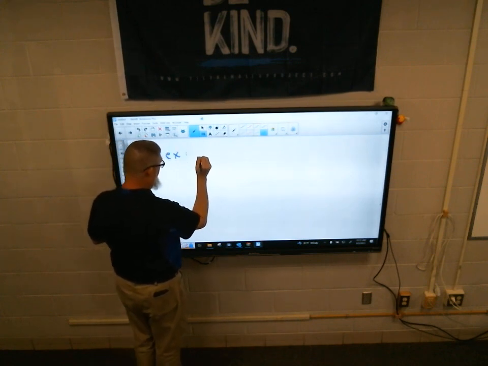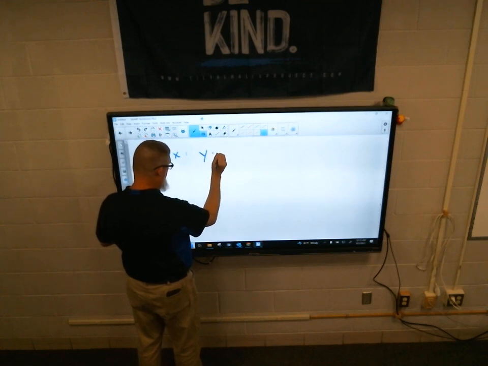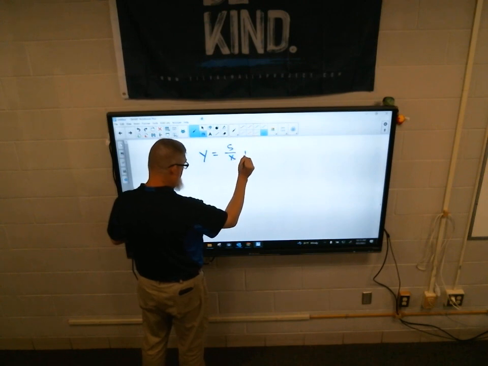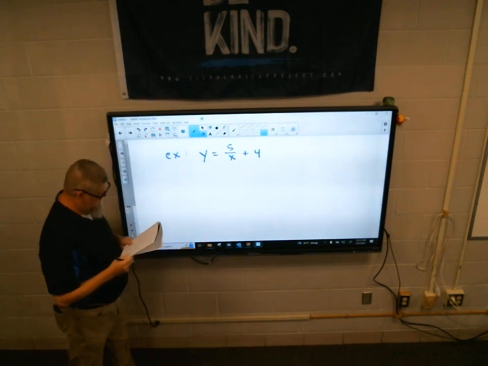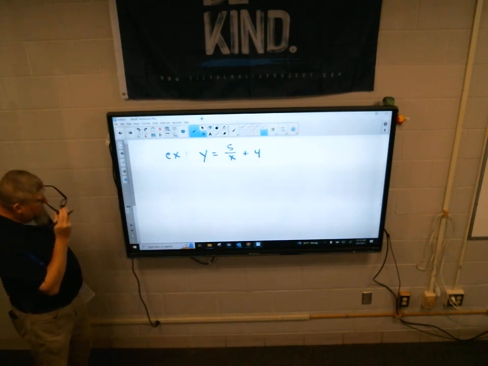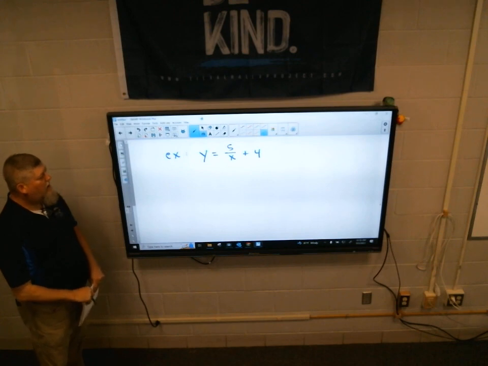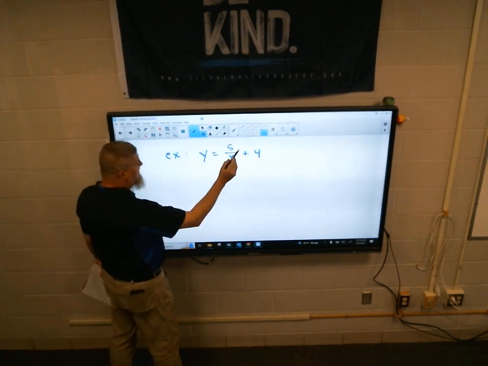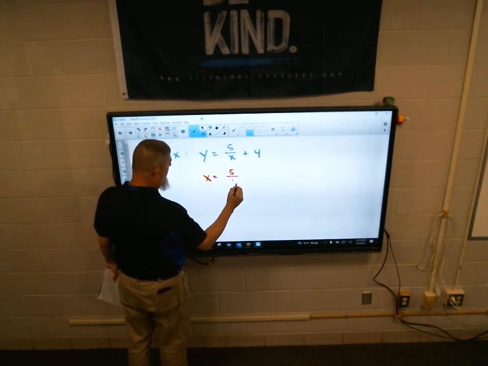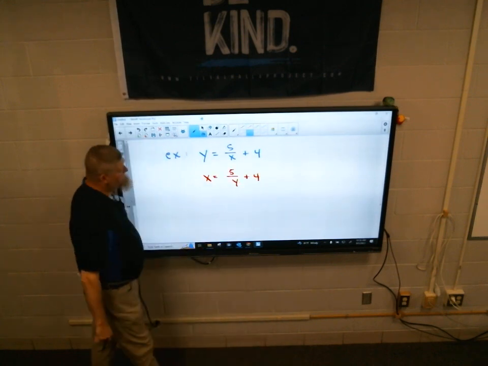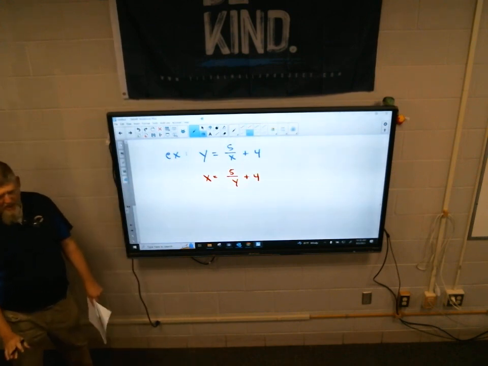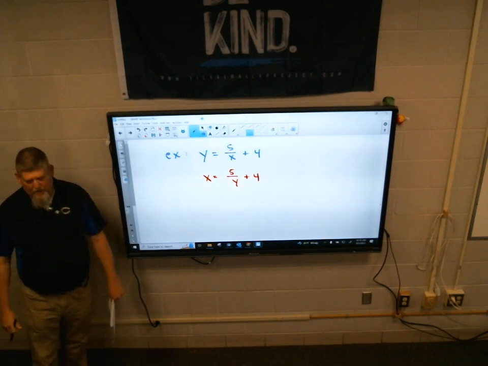I'm just going to write it with a y rather than do the whole f of x and write it twice. So y is going to be equal to 5 over x plus 4. So literally just change the x and the y. x equals 5 over y plus 4. Okay, I'm going to show you a little trick on this one, a little mathematical magic, a little shortcut, if you will. What do I do first?